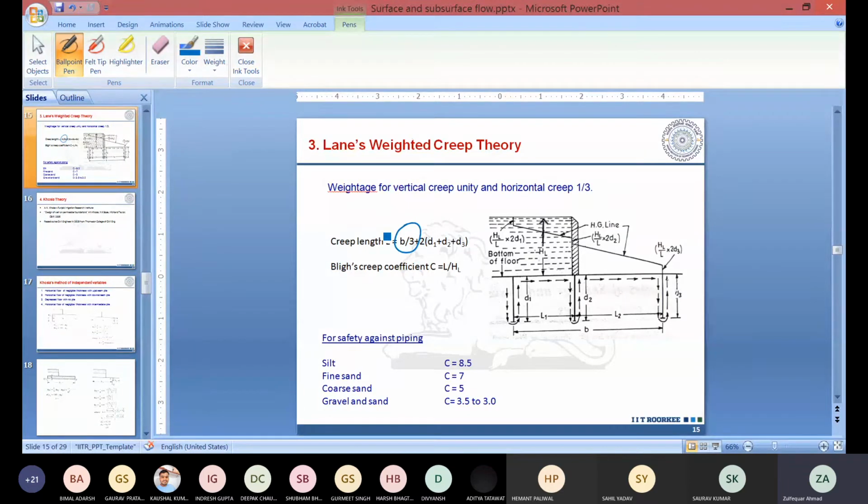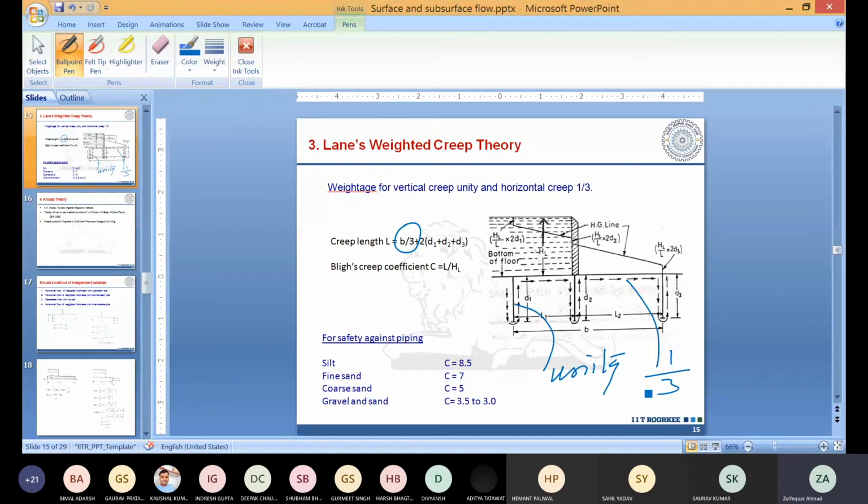And that's why Lane introduced this concept of weighting, meaning the vertical creep has a weightage of unity and the horizontal creep takes a weightage of 1/3. This is the only difference between Bligh's and Lane's weighted creep theory. I think this is very easy to understand, right?